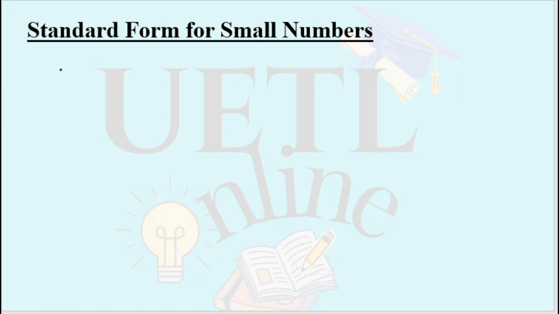Now let's talk about standard form for small numbers. We still have to remember that a standard form number is shown in this way: a times 10 to the power n. This a still has to be from 1 to 10. Okay, 1 is included, but 10 is not included. So how do you do that when it's for small numbers? For very small numbers, the value of n has to be negative.